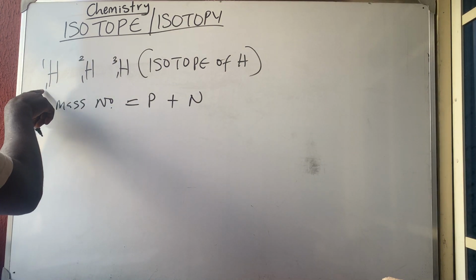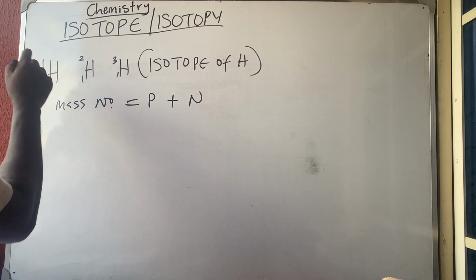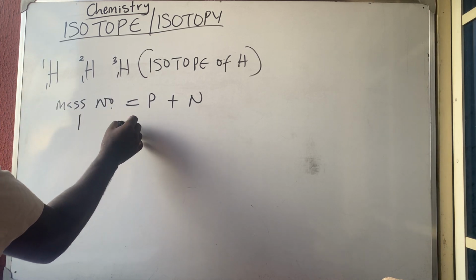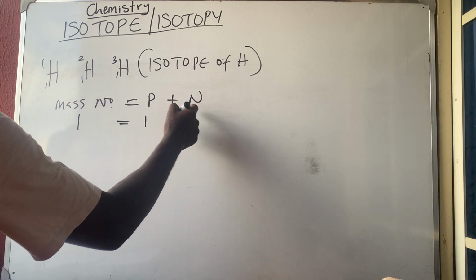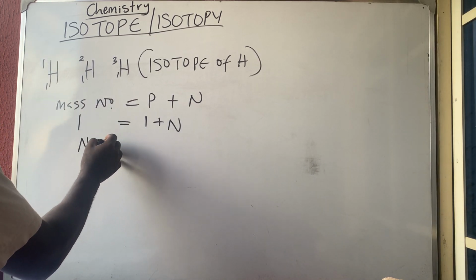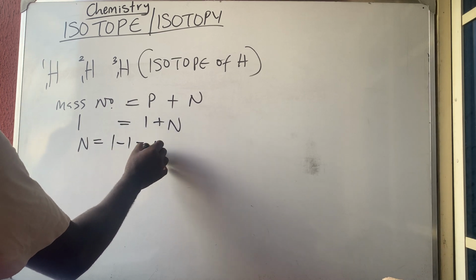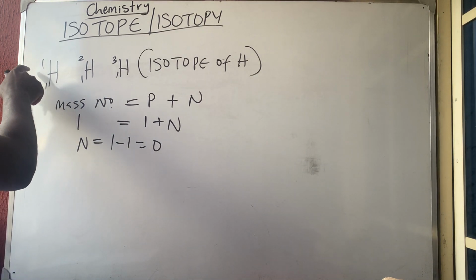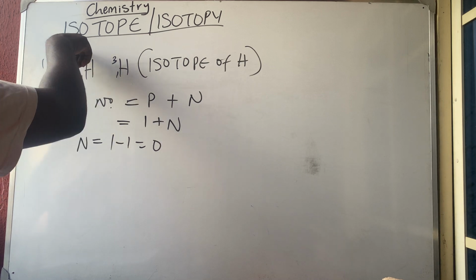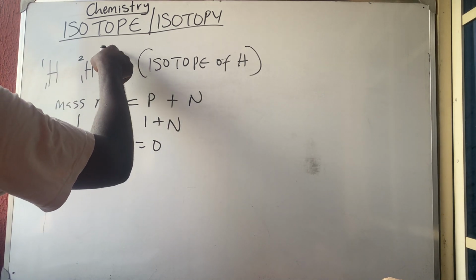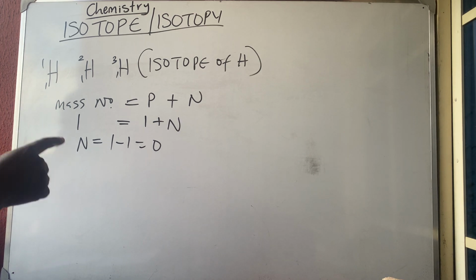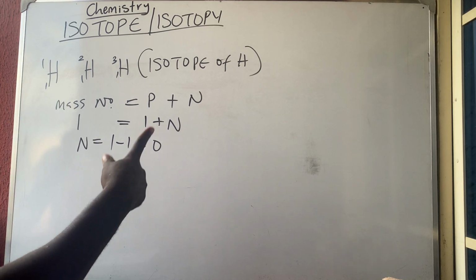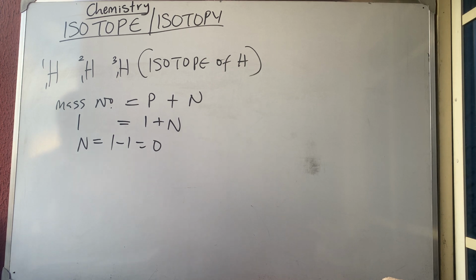So in this case, you see that the mass number here is 1, and the proton number is the same as the atomic number, so the proton number is 1. To get the neutron number, we simply say 1 minus 1, which is 0. This one has a neutron number of 0. But this one has a neutron number of 2 minus 1, which is 1. This one has a neutron number of 3 minus 1, which is 2. So the reason we have isotopes is because of difference in neutron number. Okay? So take note of that.